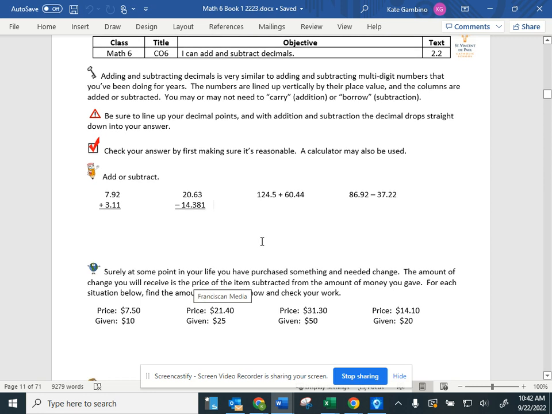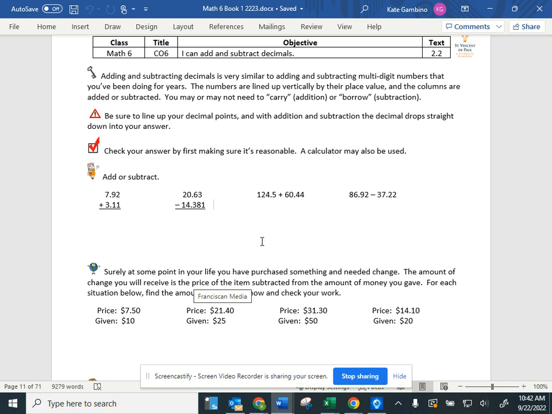Good morning. Today we are continuing on working with those numbers. We are working on CO6. I can add and subtract decimals. So working on the stacking with the decimals when we were ordering them from least to greatest, we're going to really be thinking about that with the stacking because that stacking plays a part with our adding and subtracting.